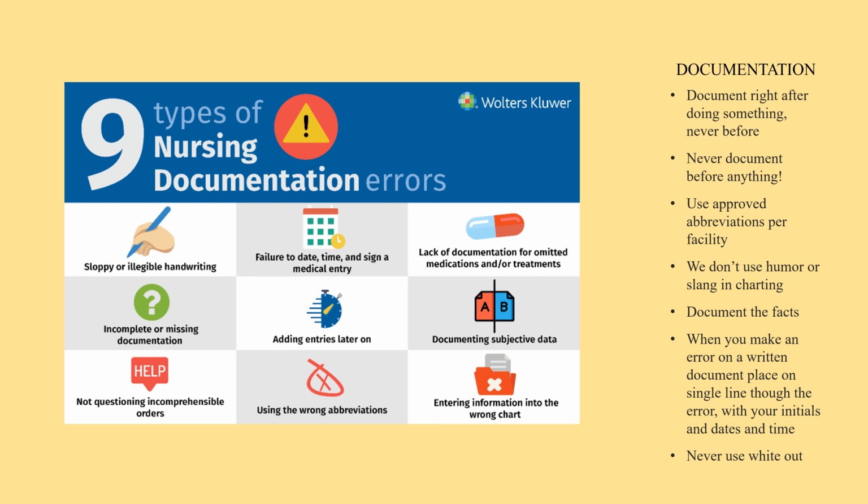When you make an error on a written document, I know we do a lot of electronic these days, but if you're still using paper, pencil documentation, if you make an error, you need to place a single line through the error with your initials, date, and time, and write out the word error. We never use whiteout because that looks like something might be trying to be hidden. So any error that you write down, you need to cross it out with one line, write the word error, with your initials, date, and time.